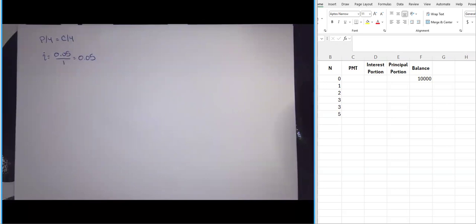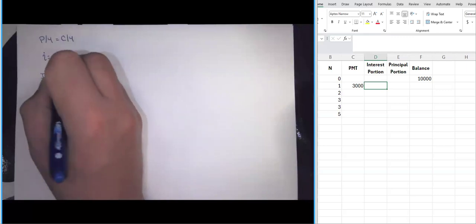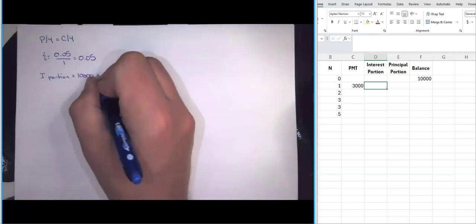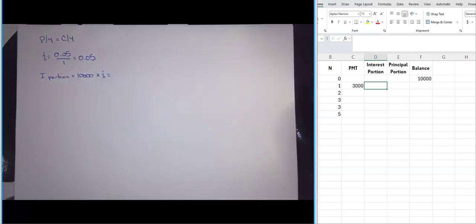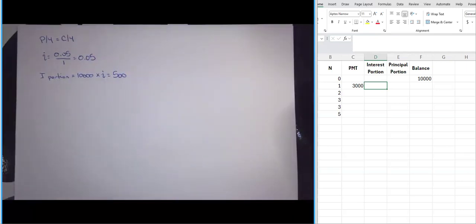Now our previous balance at time 0 is $10,000. So we make a payment here, $3,000. Some of that goes to pay off interest. So the interest portion is equal to the balance, in this case, $10,000 times our I. So our interest portion is $500. So we put $500 in as our interest portion.